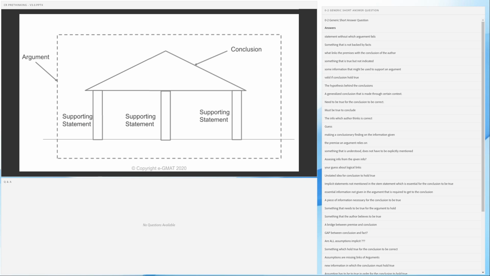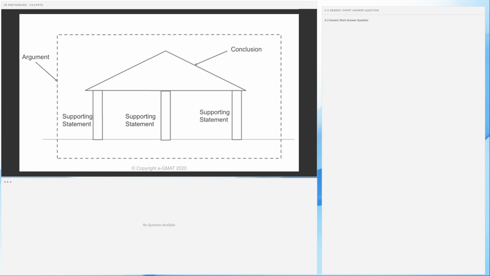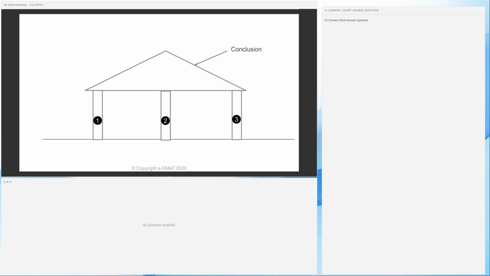So at e-GMAT, we're big on visualizing information. So let's visualize this. Think of this entire argument as this house or this hut, which is supported by these three pillars. And each of these three pillars is a supporting statement. The roof is my conclusion as stated over here. Okay. Now, let's call these pillars 1, 2, and 3.